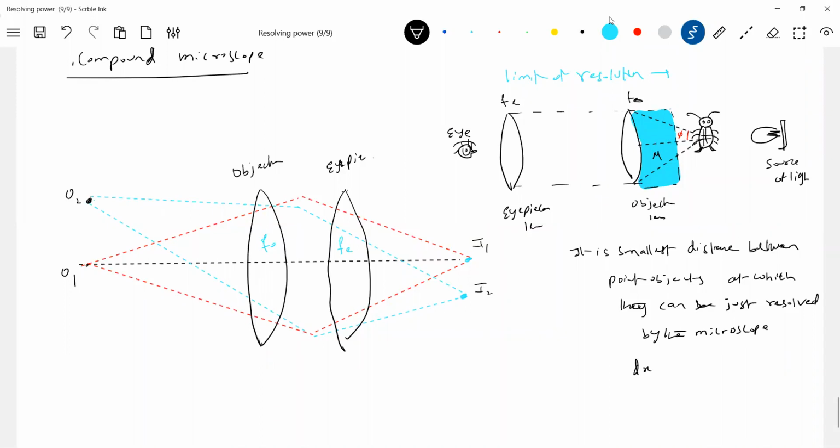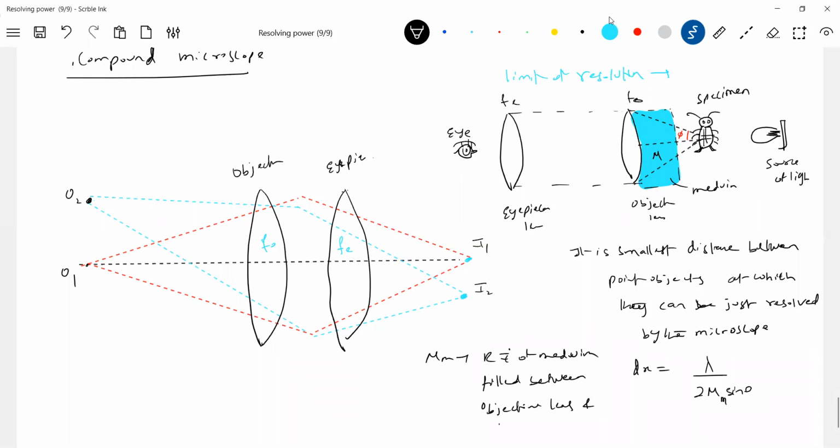The formula I'm bringing here, so that is dx. It should be lambda by 2 mu sine theta. There's a medium between the objective and the specimen; rather than object, I'll call it the specimen. What is mu m? The refractive index of the medium filled between the objective lens and the specimen, not between the lenses. Between the lenses is of no use. So this is one thing brought here.